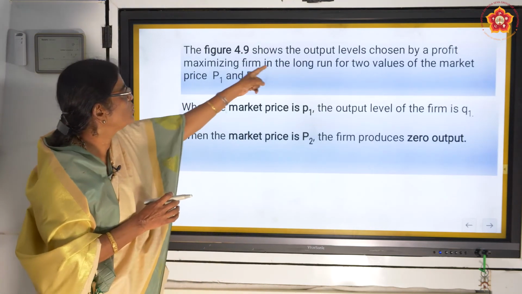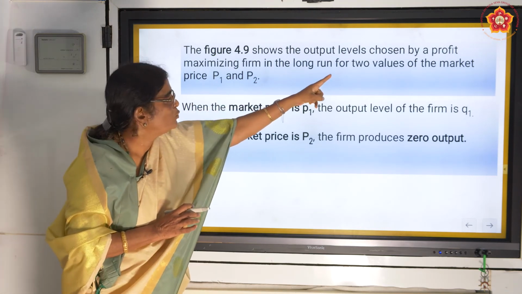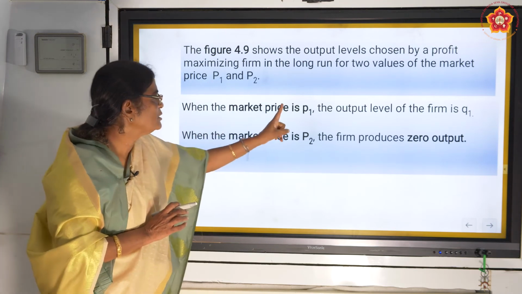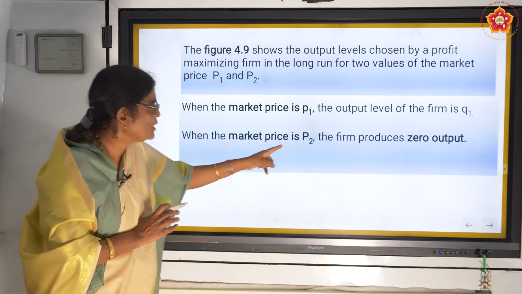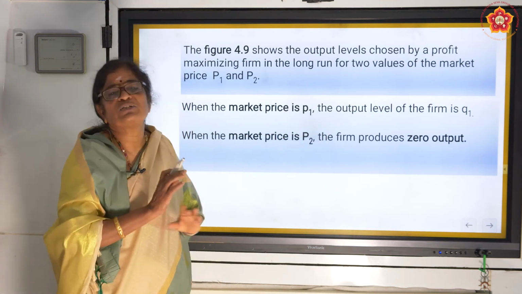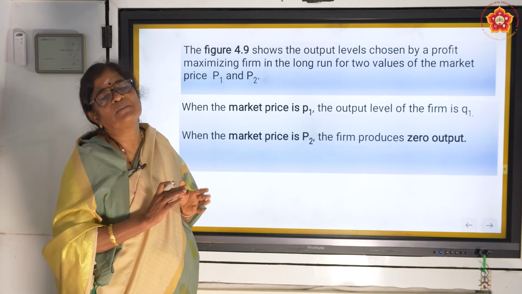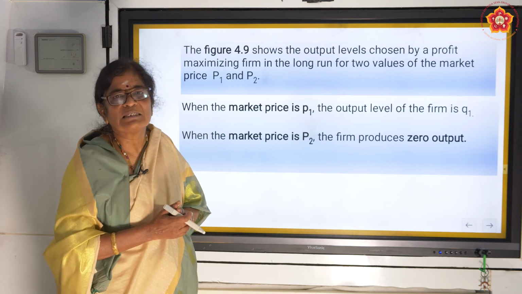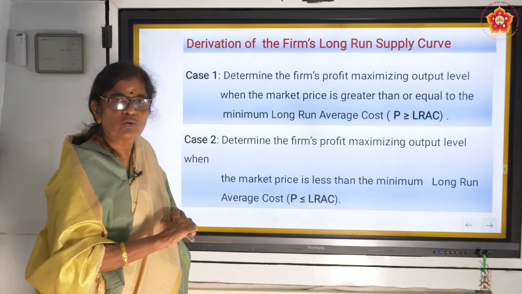The figure shows the output level chosen by a profit maximizing firm in the long run for two values of market prices, P1 and P2. When the market price is P1, the output level of the firm is Q1. When the market price is P2, the firm produces zero output. What do you mean by that? When the price is less than AC, the firm is not going to produce any output. If they don't produce, what do we call it? Zero output. The same thing we discussed in the short run also.